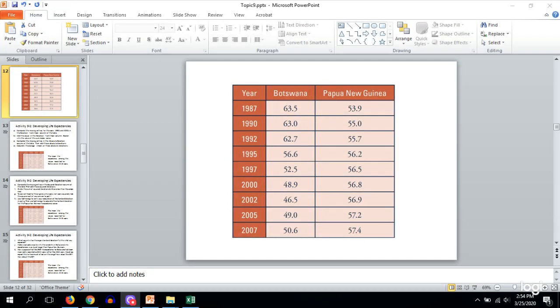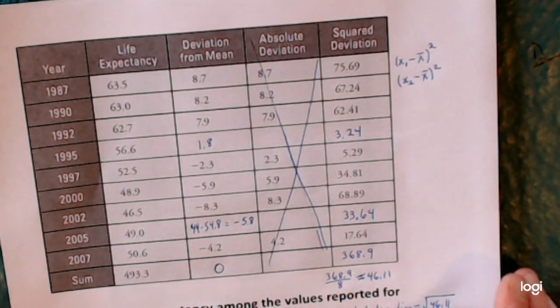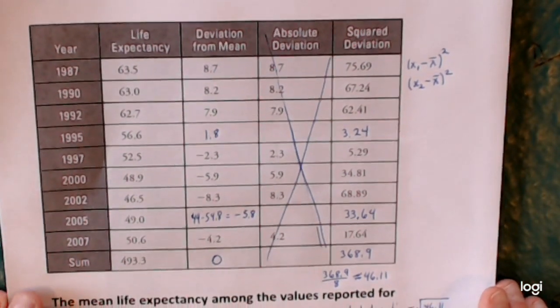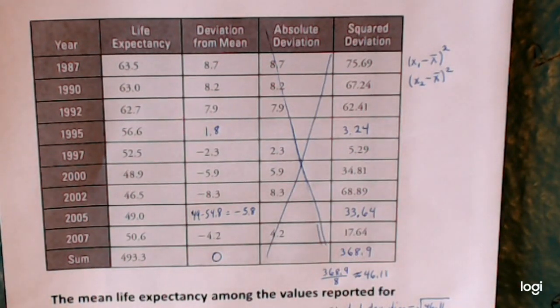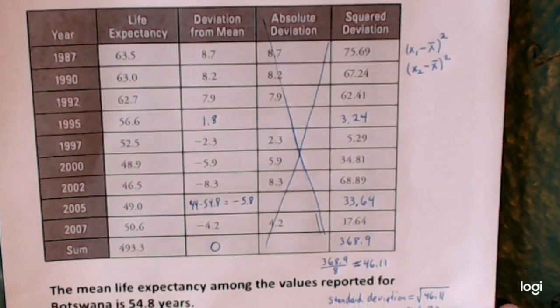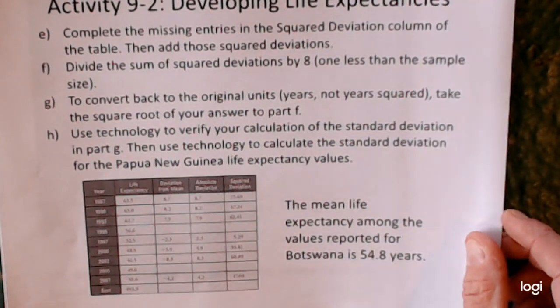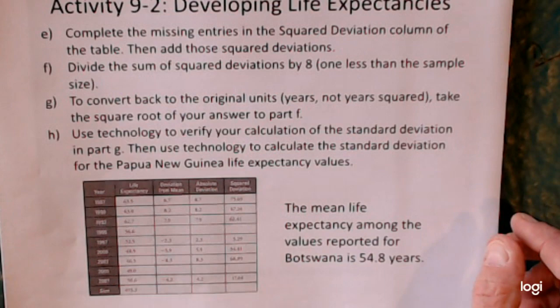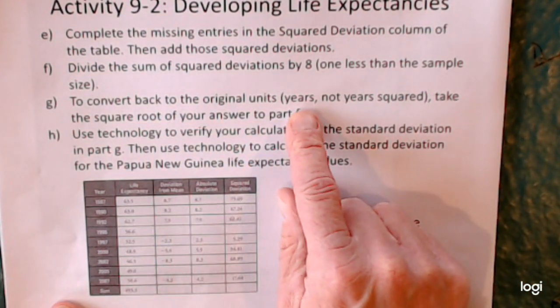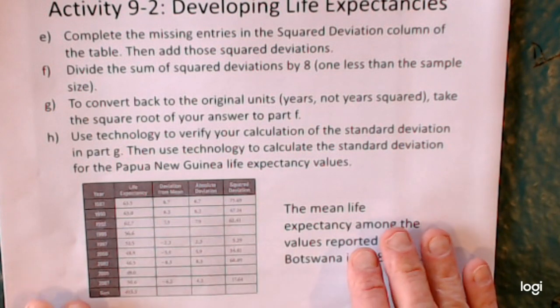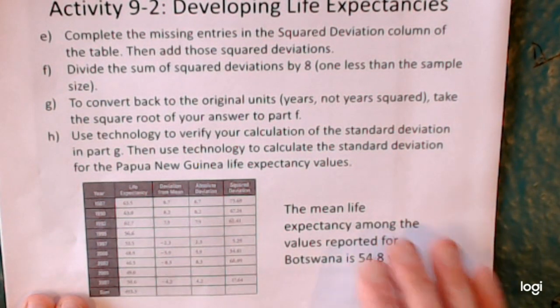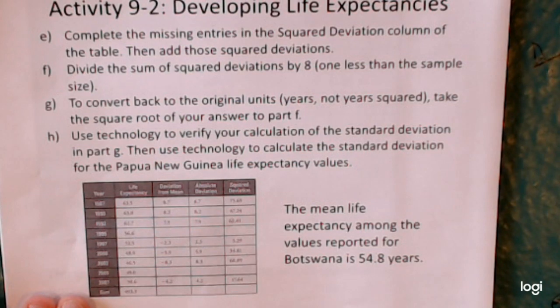All right, so we're doing really well here. If you're keeping track, we found the standard deviation for Botswana, their life expectancies was 6.79 years. Okay, and on our list of tasks in activity 9-2, that takes us up to step G, right? That's Botswana's. Then it says use technology to verify your calculation, and use technology to calculate the standard deviation for Papua New Guinea. Okay, so that's our next step.